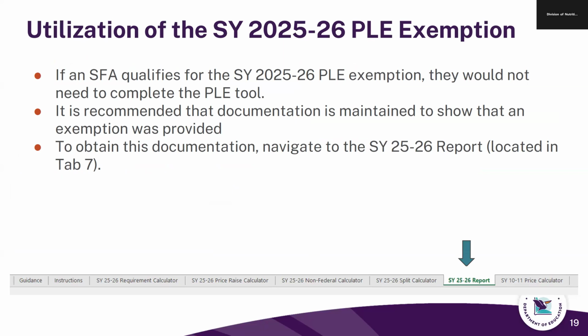So let's talk about the utilization of the 25-26 PLE exemption. If you qualify for that PLE exemption, you do not need to complete the tool. However, we talked about this before too, it is recommended that documentation is maintained to show that an exemption was provided, and you do put this on your annual online application whether you are exempt or not, and you do have to put your balance. To obtain this documentation, though, you can navigate to the report tab that's located in tab 7, and the documentation will be there. Supporting documentation to show that you're in compliance will be there as well.